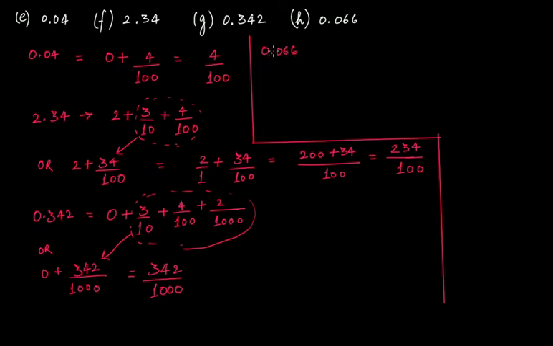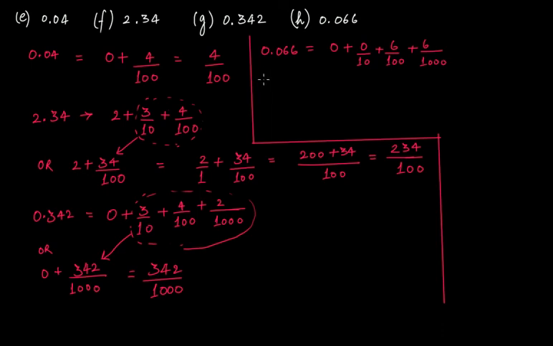Now 0.066. The 0.066 tells you again that you don't have one entire thing. You have 0 at the ones place, and you have 0 at the tenths place, so you have nothing at the tenths. Then you have 6 at the hundredths place, and you have 6 at the thousandths place. So this can be written as 0 over 10 plus 6 over 100 plus 6 over 1000. This is 0 tenths, 6 hundredths, and 6 thousandths.